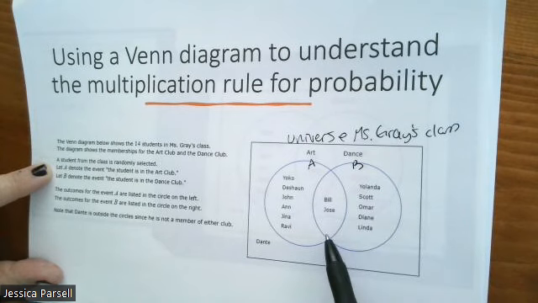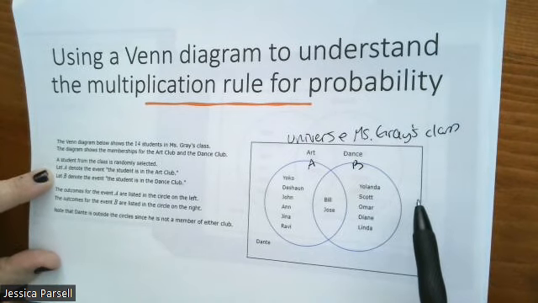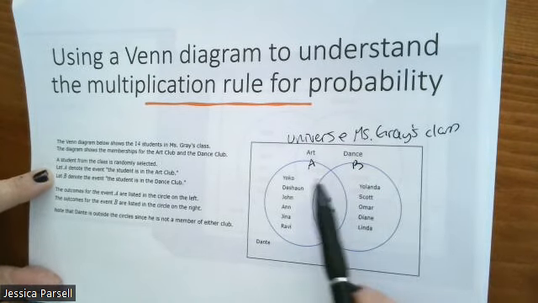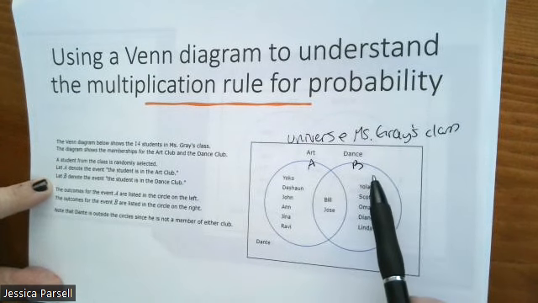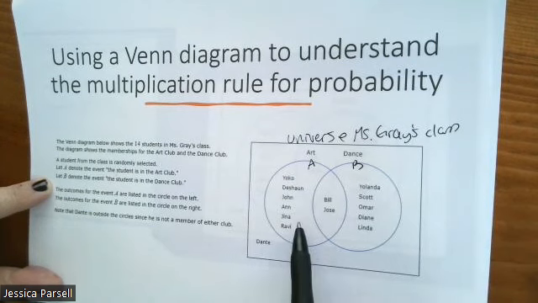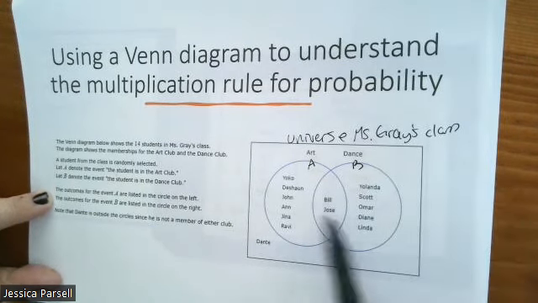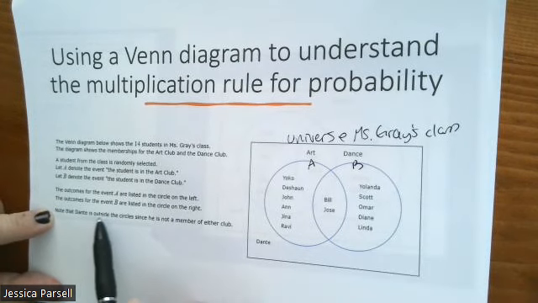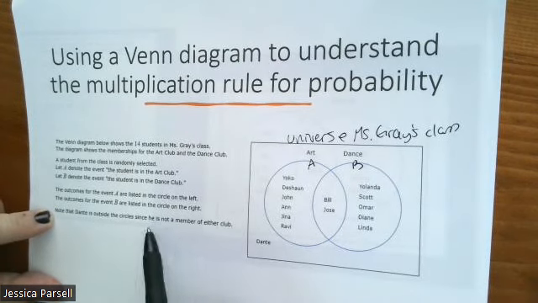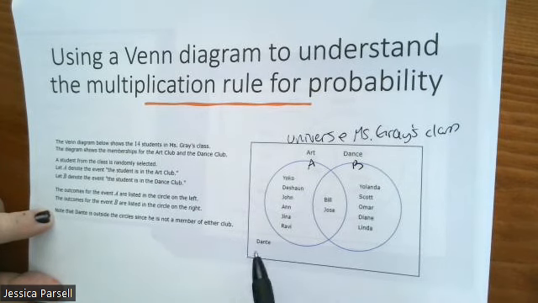A student from the class is randomly selected. So A is going to be the event that the student's in the art club. B is the event that the student is in the dance club. Now, Dante is not in art or dance, but is still a member of Miss Gray's class. So here's the outcomes. We want to note that Dante is outside the circle since Dante is not a member of either club, and that's okay. Maybe Dante is not interested in either of these clubs, or maybe Dante is doing a different club.